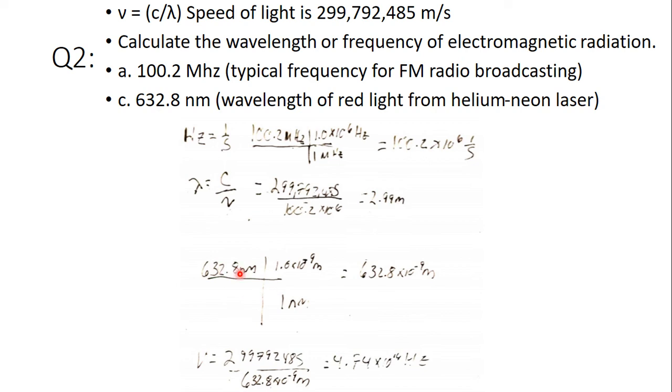Part C is doing the opposite. I start with a wavelength. What's the frequency? So again, I'm going to convert to meters. I start in nanometers, and using my table I see 1 nanometer is 1.0 times 10 to the minus 9 meters. So this is 632.8 times 10 to the minus 9 meters. I can calculate my frequency from this, just using the equation as is. Frequency equals speed of light divided by my wavelength, and I get 4.74 times 10 to the 14th.